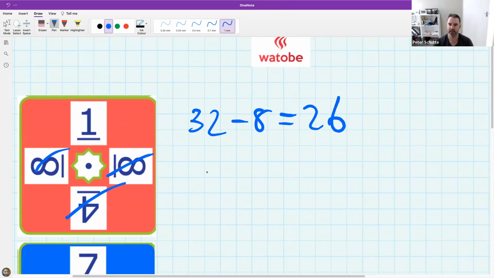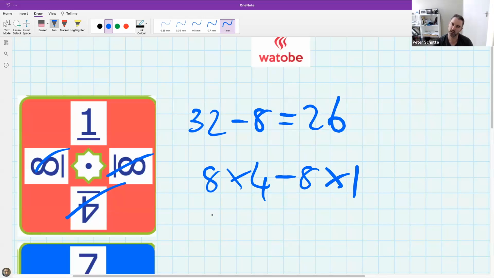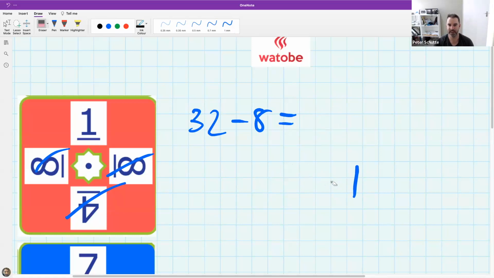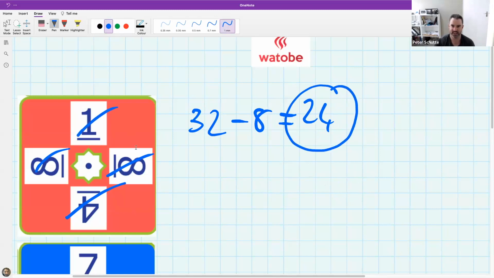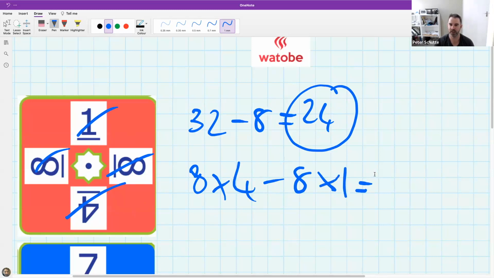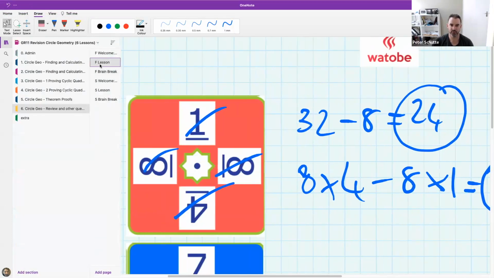So Bongani has said 8 times 4 minus 8 times 1. Oh, did that work? Sorry, I think I've gone a bit. Oh, it does work. Sorry, I'm making things up here. That is indeed 24. Well done. So you would just go 8 times 4, which is 32, minus 8 times 1. And that gives you 24. Well done, everyone. Okay, back to circles.